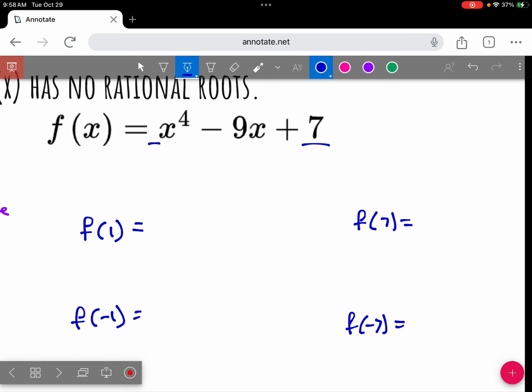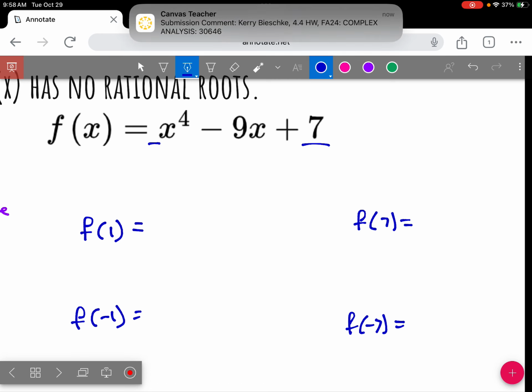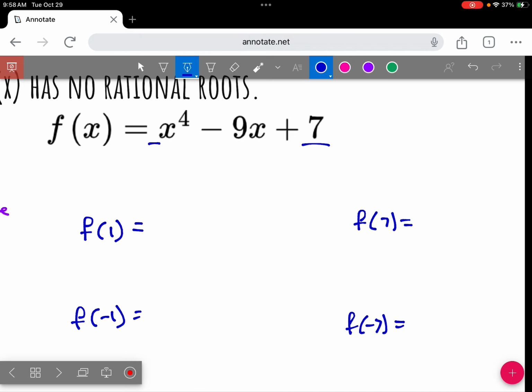So we're going to substitute these in and find these values. Type them in the calculator. I mean, some of them we don't need to. 1 we could definitely do by hand. 1 to the 4th is 1. Minus 9 times 1 plus 7. So 1 minus 9 plus 7. What is 1 minus 9 plus 7? 2. I mean, never mind. Negative 1. Sorry, I was trying to do this math. That's okay. We missed the first step. So 1 minus 9 plus 7 gives us negative 1. So this one is not a root.